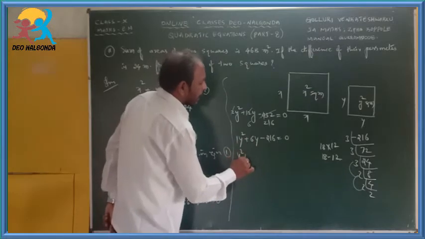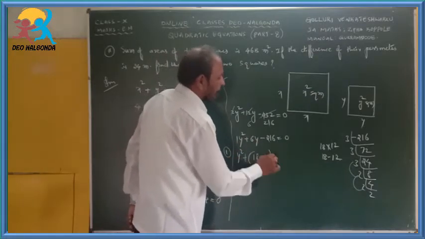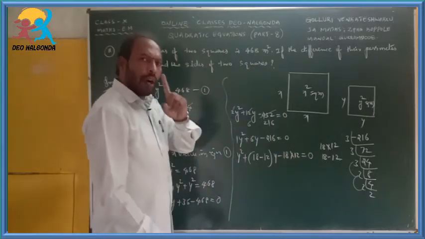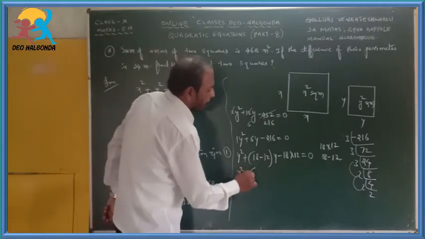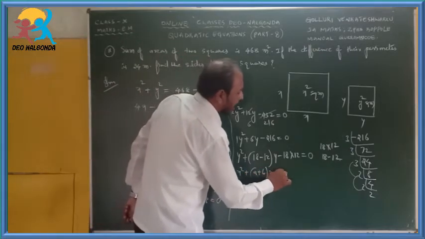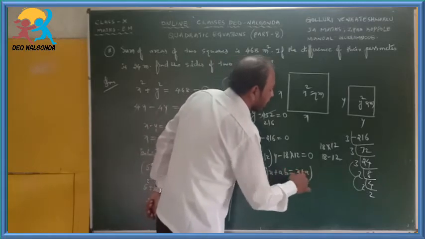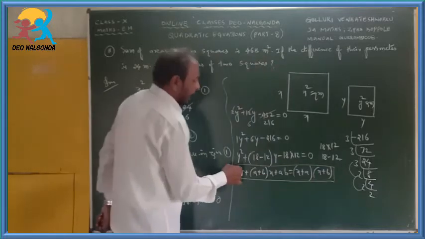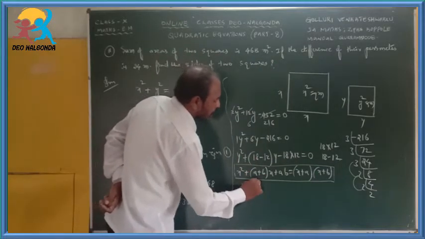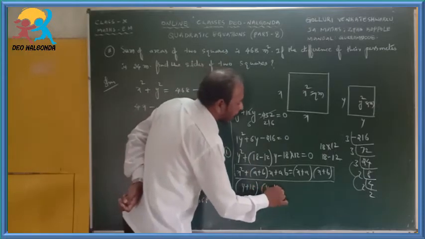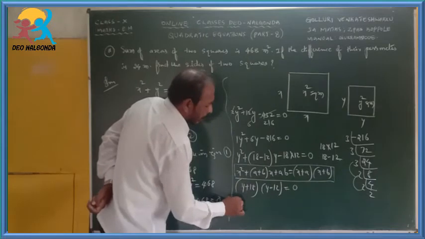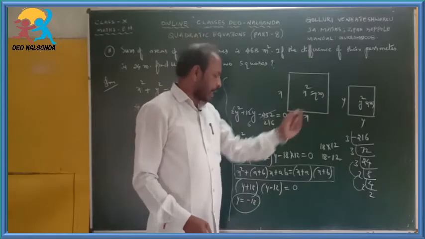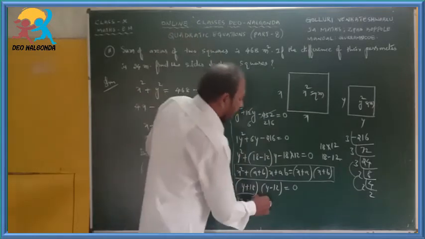y square plus 6y minus 216 is written as y square plus 18y minus 12y minus 216 is equal to 0. According to the identity, x square plus (a plus b) into x plus ab is written as (x plus a) into (x plus b). Here y plus 18 is the first factor and y minus 12 is the second factor. So y is equal to minus 18, which is not acceptable because lengths of sides are not negative. So here y is equal to 12.